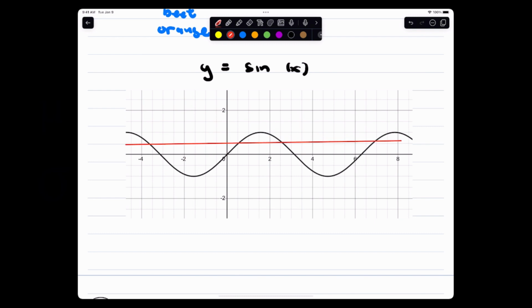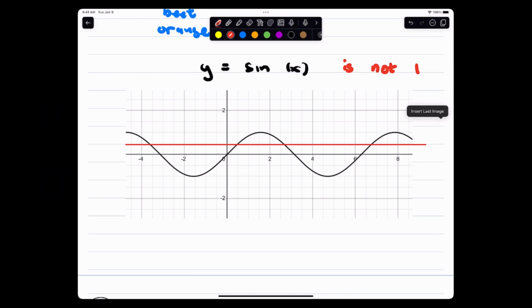Remember this? Sine is not 1 to what? It's not 1 to 1. You go, how do you know sine is not 1 to 1? It does not pass the what? The horizontal line test. In other words, the horizontal line test, right?